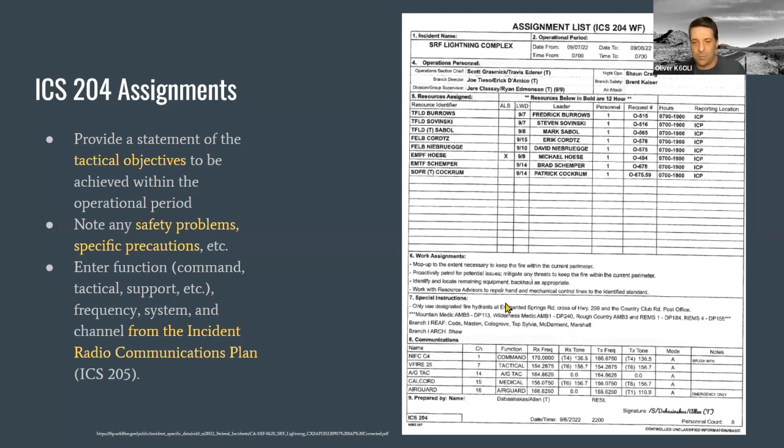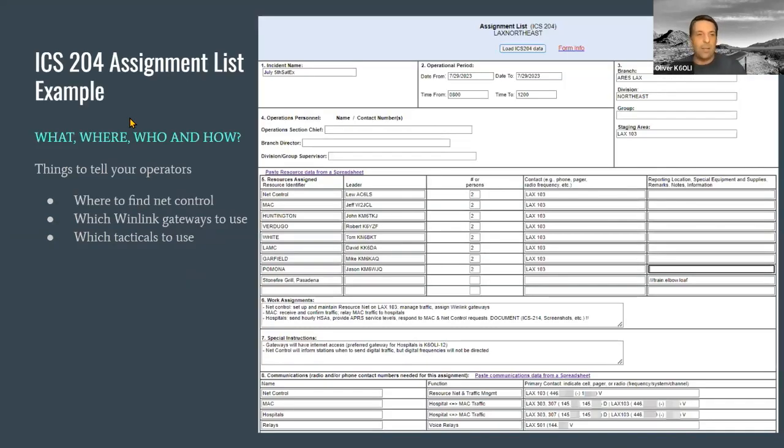Are we doing what we're doing? And you can do that too. In Winlink, you've got the ICS 204 assignment list. Here's an example. And this is what it looks like for an amateur radio group, right? Not a fire group like here, but an amateur radio group. So this tells you the what, where, who, and how. And the things to tell your operators: where to find net control, which Winlink gateways to use, or if you're doing voice traffic, where should they send their voice traffic? What tacticals they're supposed to use.